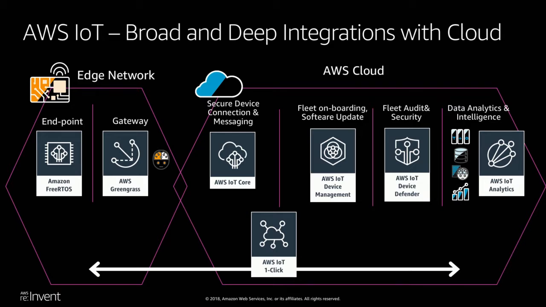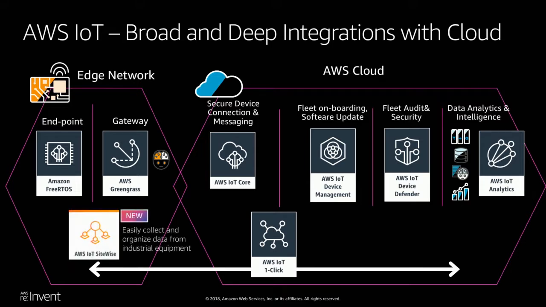So this is the current space of IoT before reInvent, sorry. So in the cloud, running on the edge. I'm not sure if you are aware of everything here, but I think we don't have time to do a full IoT session. So what we launched at reInvent, AWS IoT SiteWise, it runs on the edge, and the idea is to make it easy to collect and organize data from industrial equipment.